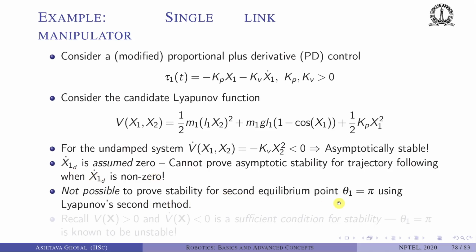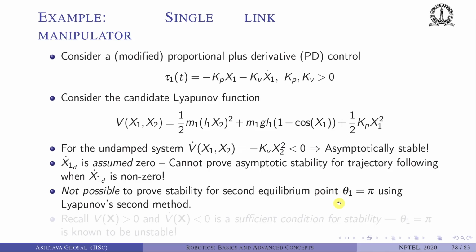Remember, we said, Lyapunov said that we need to investigate stability at the equilibrium point when the link is hanging down and when the link is pointing upwards. Okay, there is no way to choose V of x such that V dot of x is less than 0. Okay, we cannot prove the second equilibrium point to be stable using the Lyapunov method. Why? Because we know that it is not stable.